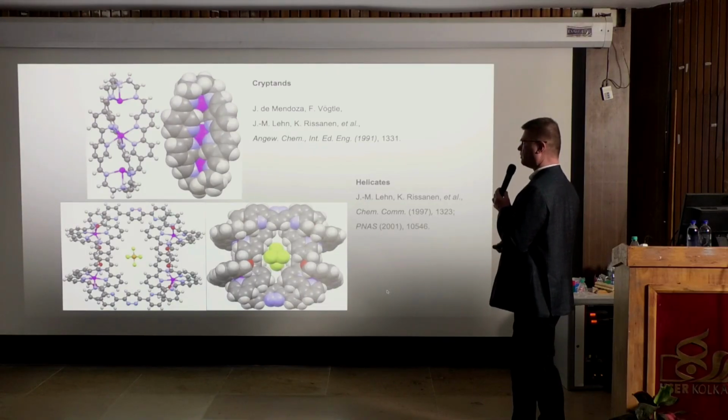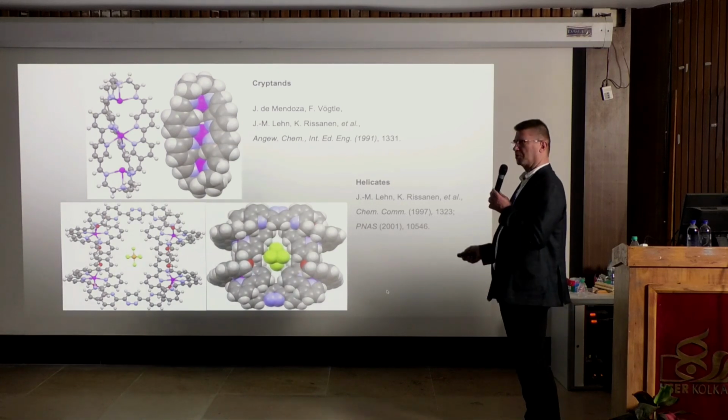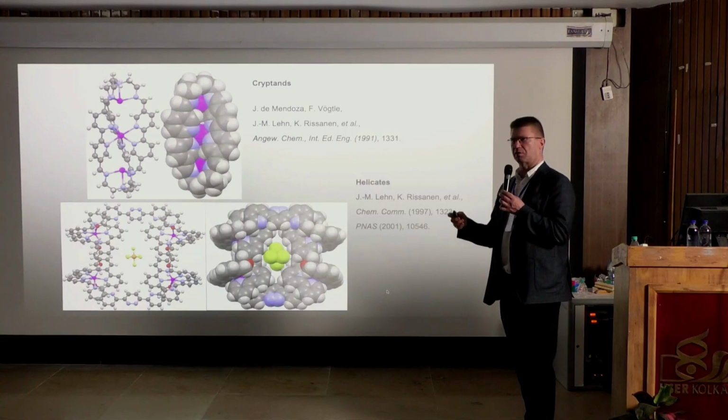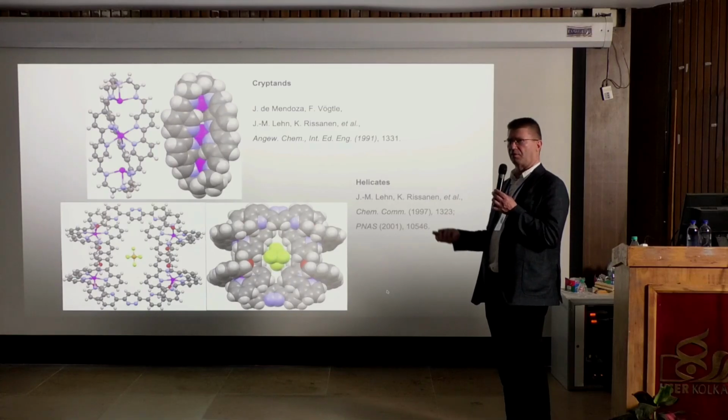It's a cyclic structure, so it's a long one. So it starts from here, goes up there, and then on the other side it starts from here and goes up there. And this is how it looks. And now there's an anion inside. So it is a self-formed helical microcyclic structure by self-assembly.